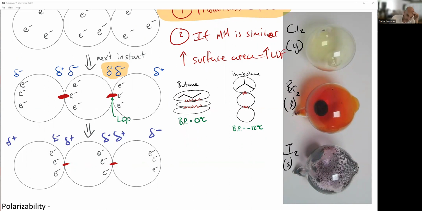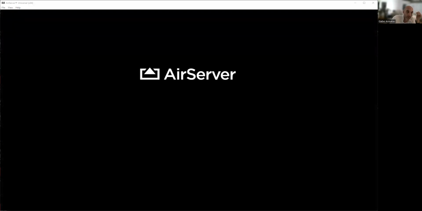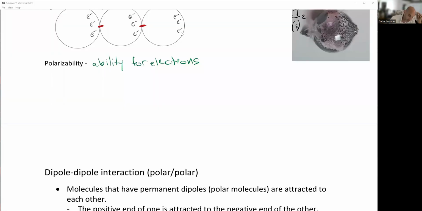London dispersion forces is polarizability. This idea of polarizability is the ability for electrons, or the electron cloud, really. Oh, I don't know why I just lost that. I'm going to give it a pause for a second. Okay, so to get back to it. So polarizability is the ability for electrons to displace from their shells.